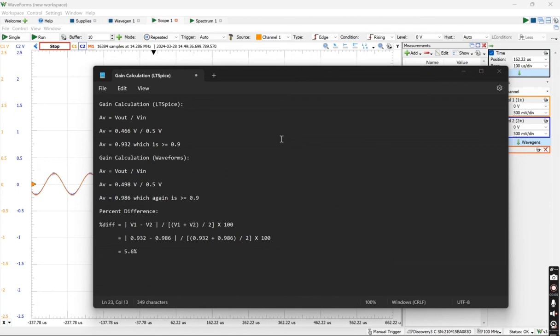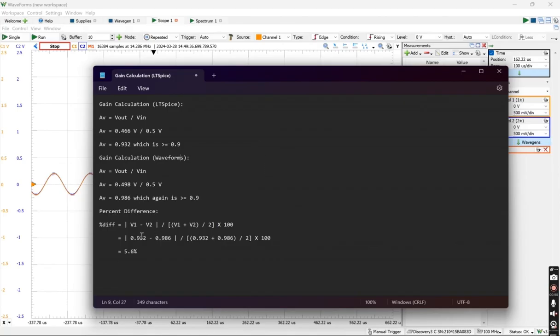Now here, once again, we're just going to compare the gain calculations from both LTSpice and WaveForms and then do a quick percent difference calculation. So the gain calculation from LTSpice was found to be 0.932, which is greater than our given base requirement of 0.9. And now for the gain calculation of WaveForms, we selected 2 points on the graph that were found to be 0.498 and 0.5 volts. This provides us with an output gain of 0.986, which again is above the minimum spec.